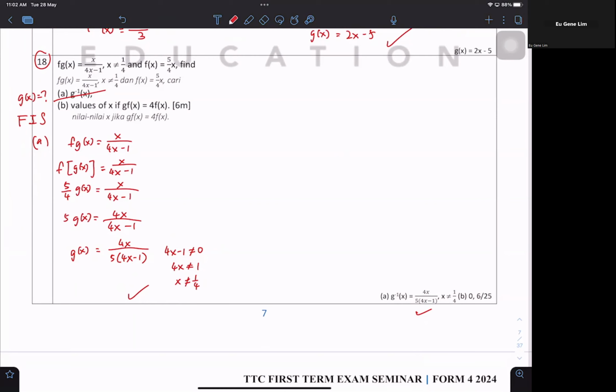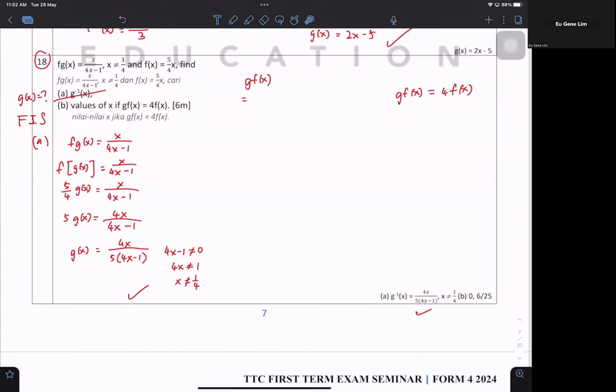Okay, like B. Now B, gfx equals 4fx. I copy the question first, right? gfx equals 4fx. You see, do you have gfx? You don't even have gfx, right? So we shouldn't do the question first. So this one, I tell you what, you put aside first. You go find out what is gfx first.